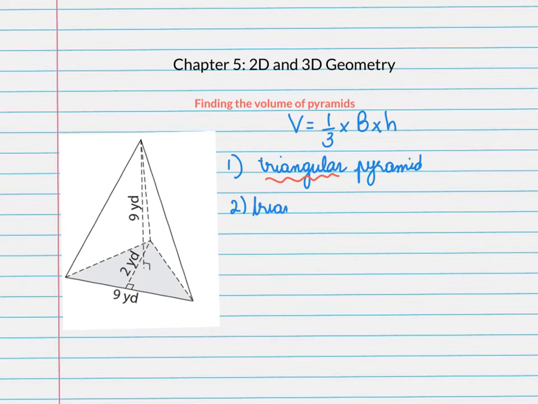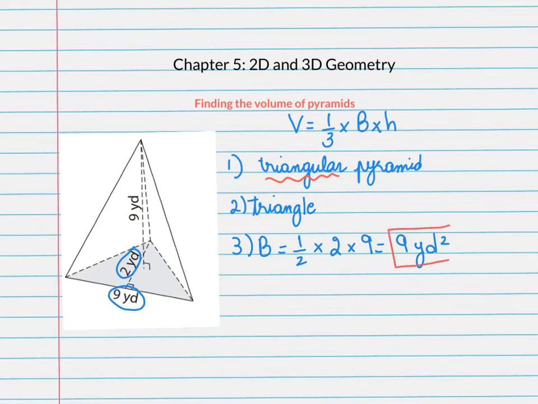Then we need to find the area of this triangle. As you can see here, it's already shaded for you, the triangle is shaded in gray. It has a base of 9 and a height of 2, as you can see here. So it has 2 and 9 dimensions. We're going to use them. The base has an area of half times 2 times 9, and that's 9 yards to the power of 2. We don't forget to highlight it to use it later on.